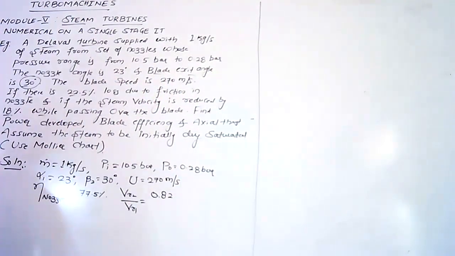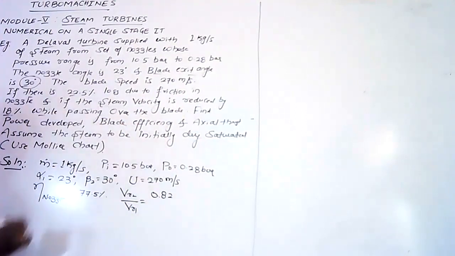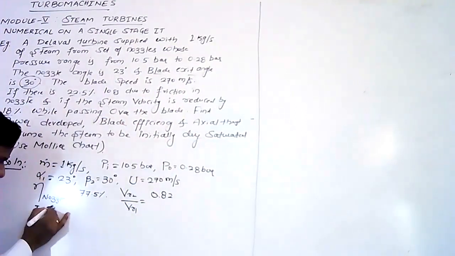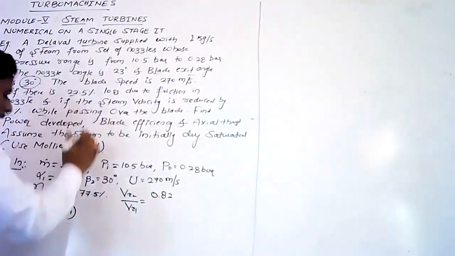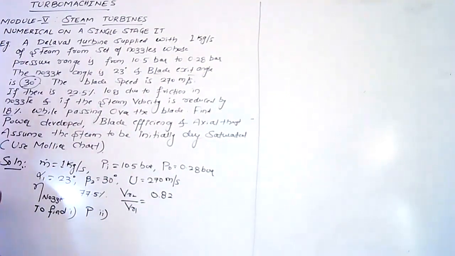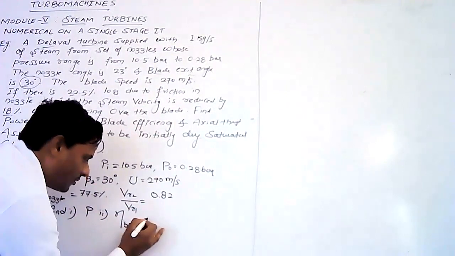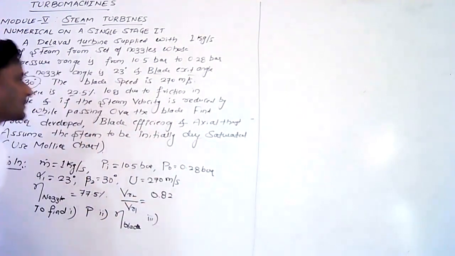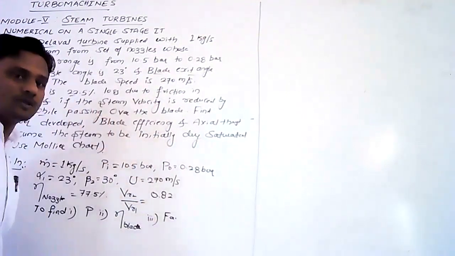While passing over the blades, find the power developed. What we have to calculate here: the first bit is power developed, P equals how much? The second bit is blade efficiency or diagram efficiency. And the third bit is the axial thrust, that is Fa equals how much?